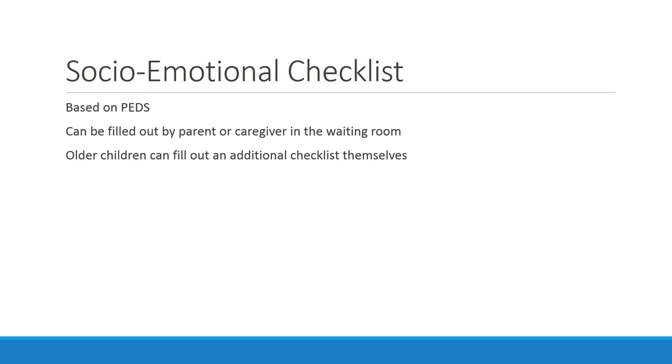As children mature, their parents may be less in tune with their child's emotional status. Respect the older child's privacy. They may not feel comfortable sharing some of this information in front of their parents. You may be the only adult they feel comfortable sharing their challenges with.